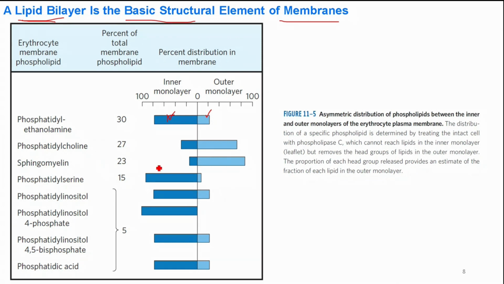In the same way, different proportions of different fatty acids are present from the inner monolayer to the outer monolayer, and we can see the composition of each in the inner and the outer monolayer. So they have a different composition.